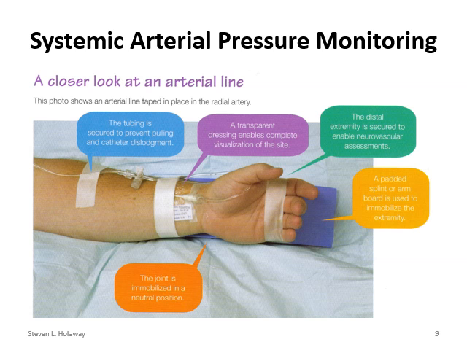So here's a look at a typical systemic arterial pressure monitoring or A-line system. As you look at the site itself, here's the needle inserting into the radial artery. You can see that they have a clear dressing over the site. You want to be able to see the insertion site.